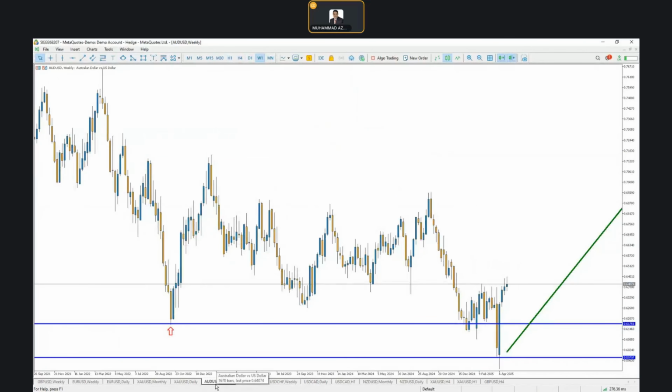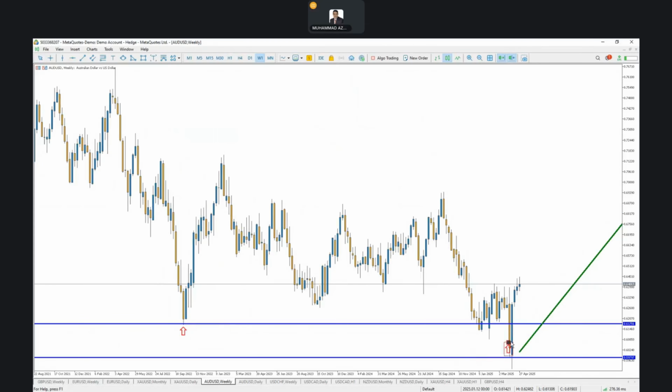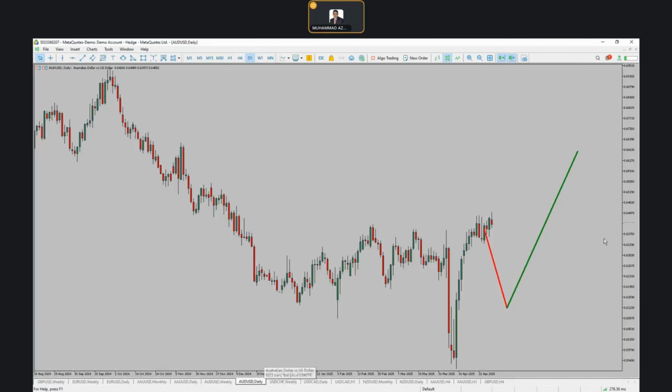Okay, next one is the Australian dollar versus US dollar currency pair. Aussie dollar currency pair, we got a nice support over here. Then we have another support over here as well. The way I see it, price action is probably going to fall back down in AUDUSD, but that's a long-term forecast. Let's go to the daily.